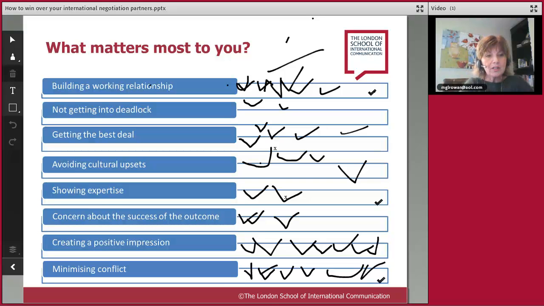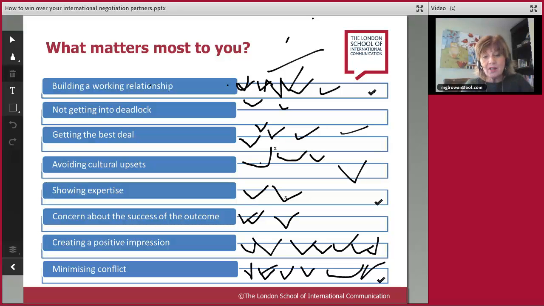So if we look at building a working relationship, the first one, that's towards a goal of building a working relationship. If we look at the second one, not getting into deadlock, is away from a problem. The focus is there, we don't want deadlock, let's avoid that. And if I look at the most popular ones, let's go right to the bottom, minimizing conflict, that's away from a problem.